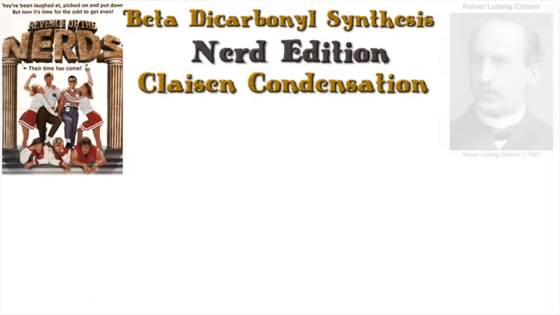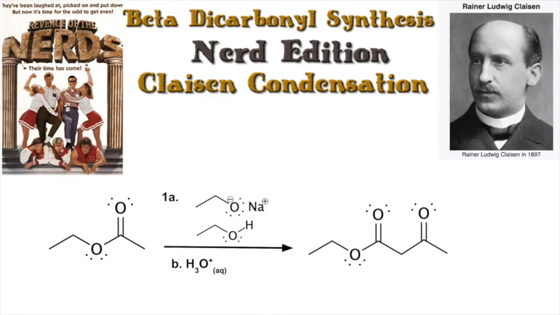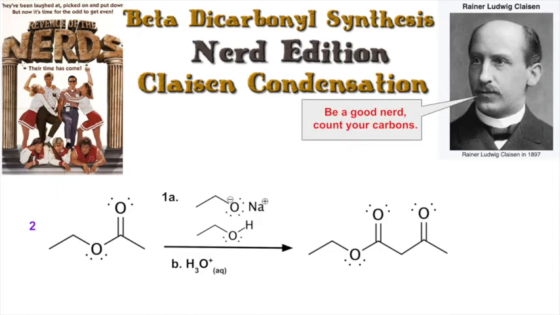And here's Rainer Ludwig Claisen. So in the Claisen condensation, as we saw last lecture, you have an ester. You treat it with base first, and then you add acid to quench it, and you wind up with this Claisen condensation. Two esters come together. So you want to be a good nerd, you want to number your carbons. 1, 2 carbons, those are the main two there. So 1, 2, 1, 2, and then this is the ester part of the product, the ketone part.